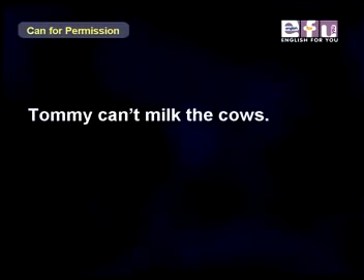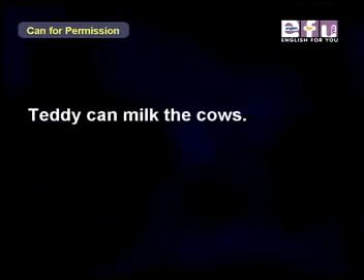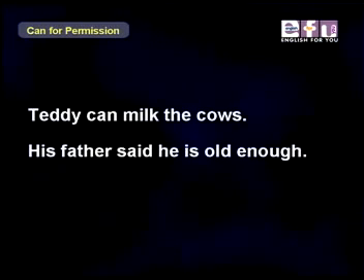Tommy can't milk the cows. His father says he is too young. Teddy can milk the cows. His father said he is old enough. So we also use can for permission. This means it's okay for someone to do something, or someone is allowing someone to do something. We use the same rules for can, permission, as we do for can, ability. Can plus simple form of the verb.